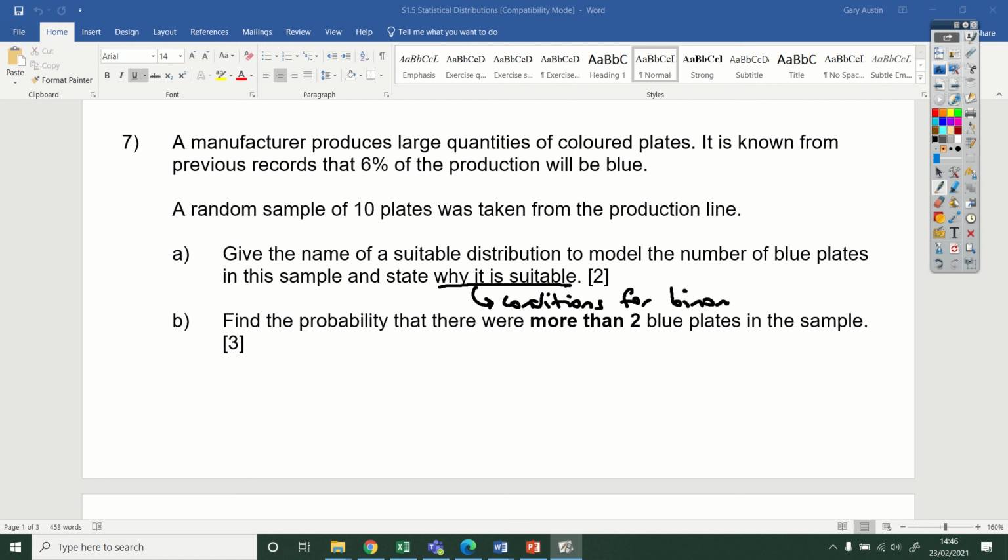And then state which ones apply in the context of the question, in the context of the scenario. So refer to those. And then find the probability that there are more than 2 blue plates in the sample. Another easy question there.